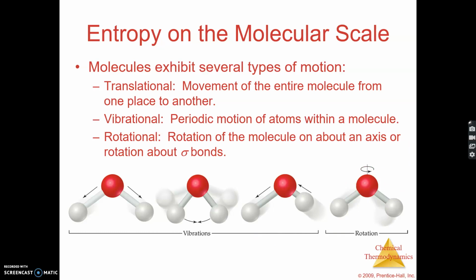And so gases have the most motion, right? They have all three types, whereas solids don't have all three types. Solids only have vibrational motion. And then you can look at liquids. Liquids probably have vibrational and some rotational, and then gases have all three. And so we can look at entropy on the molecular scale when looking at the different types of motion that are present.